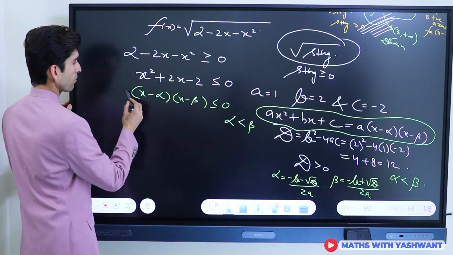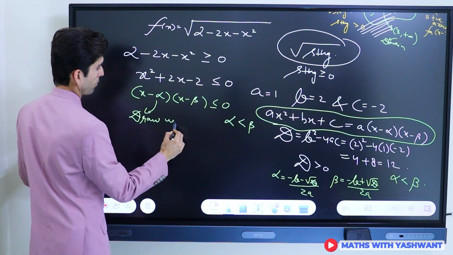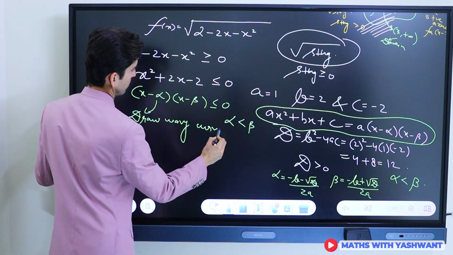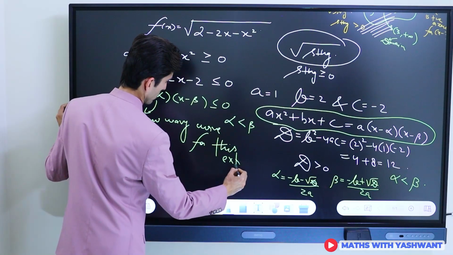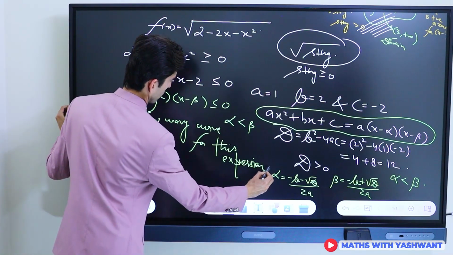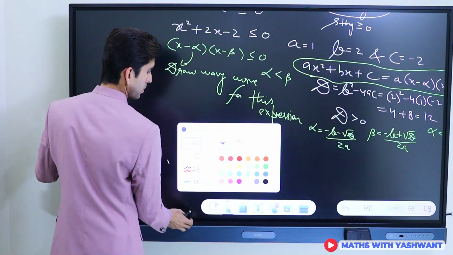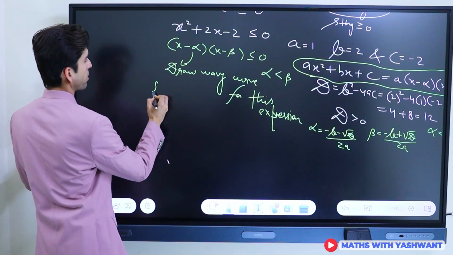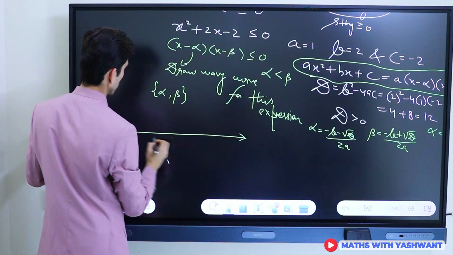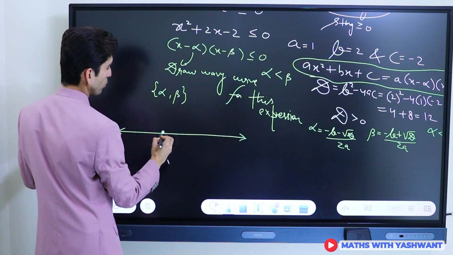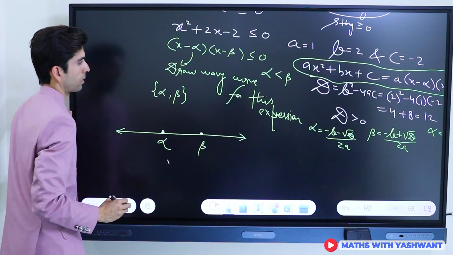So we draw the wavy curve for this expression. Now how do you draw the wavy curve for this expression? We have just talked about so much. We find the critical points. The critical points will be alpha and beta by equating the linear factors to 0. Okay, and we use filled circle because we have only numerator.